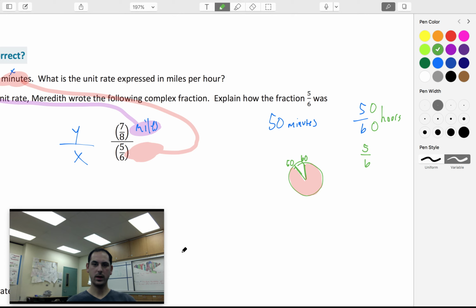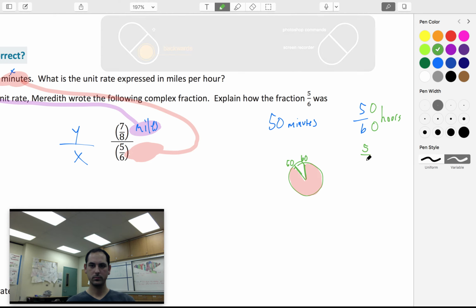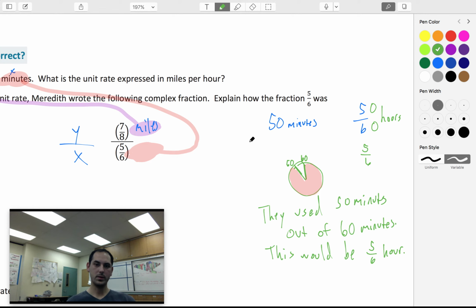So copy this down as your explanation, and say they used 50 minutes out of 60 minutes. This would be 5/6 of an hour. Okay, have that copied.